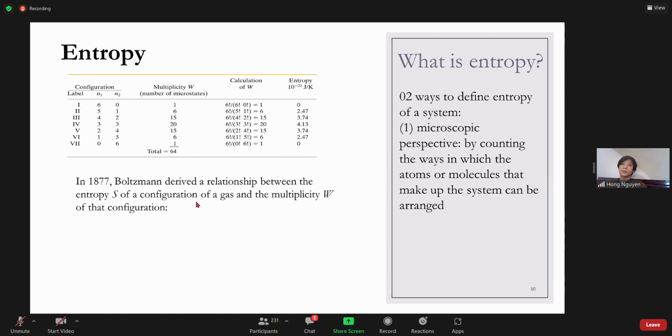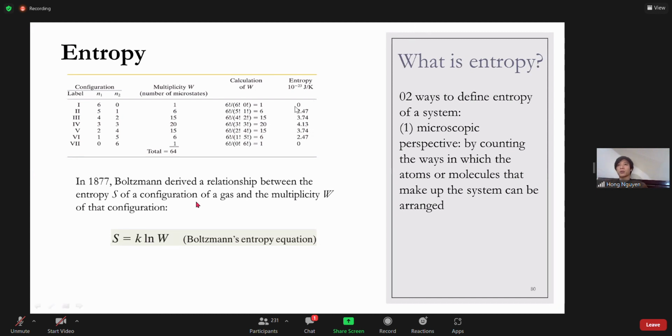Good. So, and to go further, Boltzmann also derived a relationship between the entropy and the configuration of a gas and the multiplicity. And this is Boltzmann's entropy equation. So we have S, the entropy of a configuration, which is actually the product of k, where k is the Boltzmann constant, times the ln of the multiplicity. This is what we call Boltzmann's entropy equation.